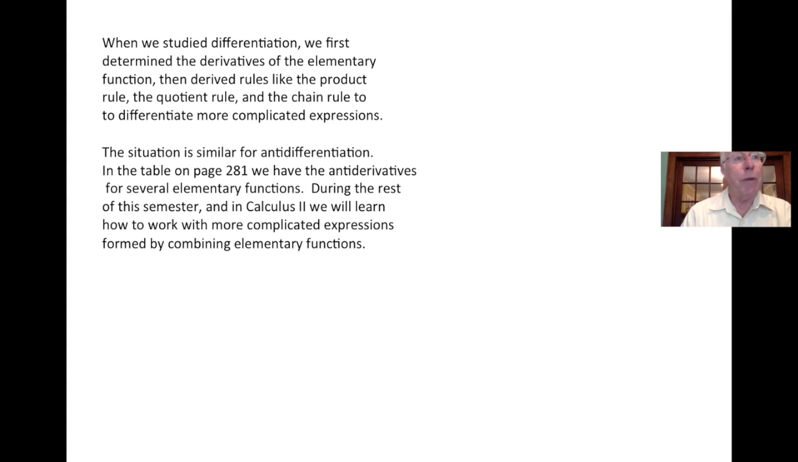So when we studied differentiation, we first found the derivatives of lots of the elementary functions: exponentials, logs, powers of x, the trig functions. And then we derived rules like the product rule, quotient rule, and chain rule to help us differentiate more complicated expressions formed by combining the elementary functions. The situation for antiderivatives is very similar. Again, the table on 281 gives the antiderivatives for several elementary functions. And during the rest of this semester and in a good part of Calculus 2, we'll learn how to work with more complicated expressions formed by combining these elementary functions.